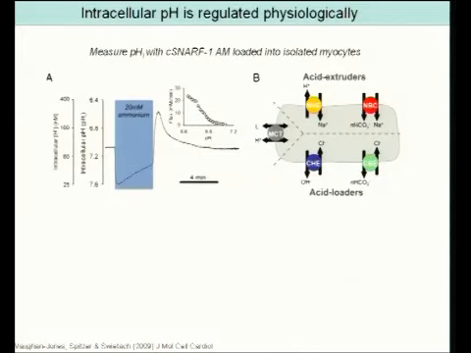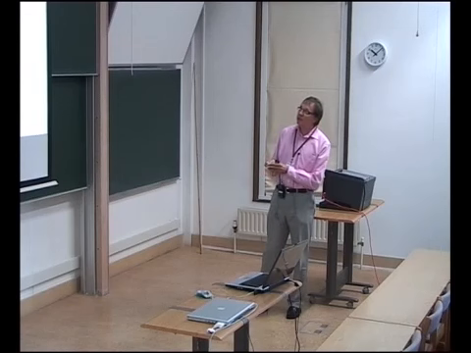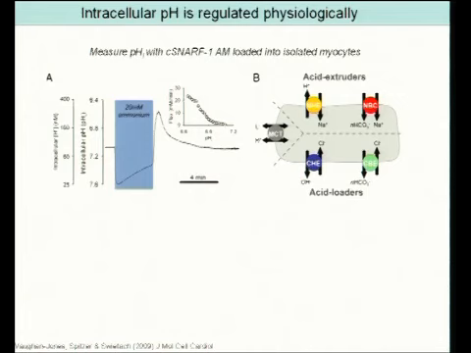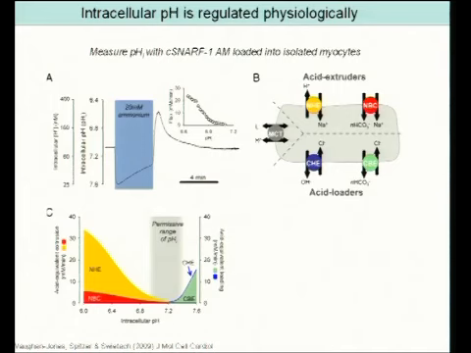And this relaxation is caused by the extrusion of those protons from the cell by proteins that are expressed in the surface membrane. And the two relevant proteins that are active under these conditions are a sodium hydrogen exchanger and a sodium bicarbonate cotransporter. This extrudes protons, this brings bicarbonate in, which neutralizes protons. So this is a pH control system.